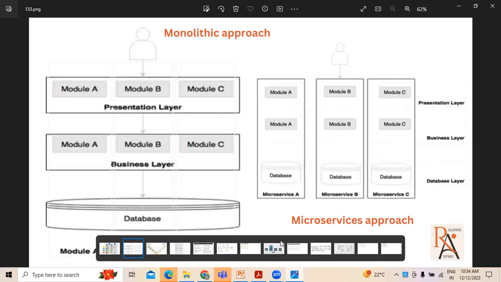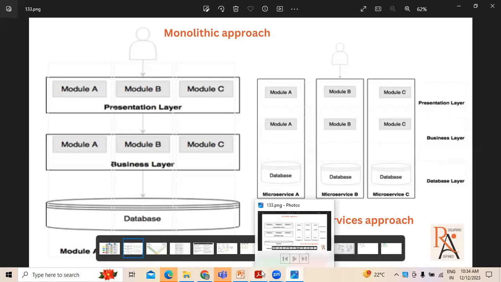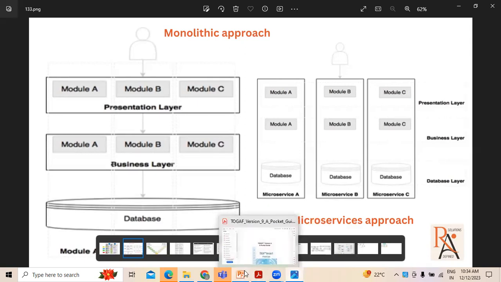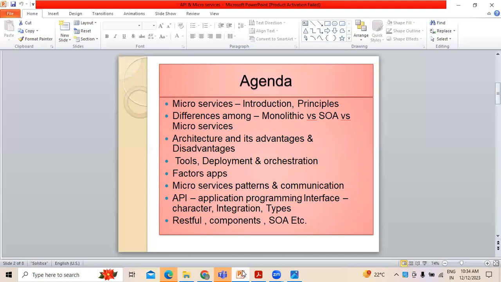So this is generally the difference we see from monolithic to microservices. Is it clear to you? Aishwarya, is it understood? Yes. Right. So this is what the difference generally is. Now, coming to the agenda point, right?